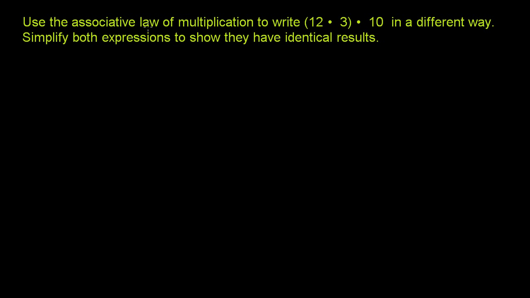Use the associative law of multiplication to write, and here they have 12 times 3 in the parentheses, and then they want us to multiply that times 10 in a different way. Simplify both expressions to show they have identical results. So the way that they wrote it is, let me just rewrite it. So they have 12 times 3 in parentheses, and then they multiply that times 10.